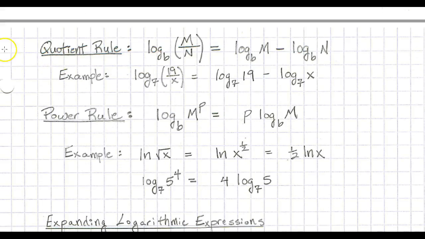Quotient rule: if I have log base b of m divided by n, that means I subtract the two logarithms. So log base b of m minus log base b of n. That is called the quotient rule. If I have log base 7 of 19 divided by x, that's the same thing as log base 7 of the numerator 19 minus log base 7 of the denominator x. And again, I could go in opposite order. If I have log base b of m minus log base b of n, these bases have to be the same, of course, then I can contract that into one log base b of m divided by n.